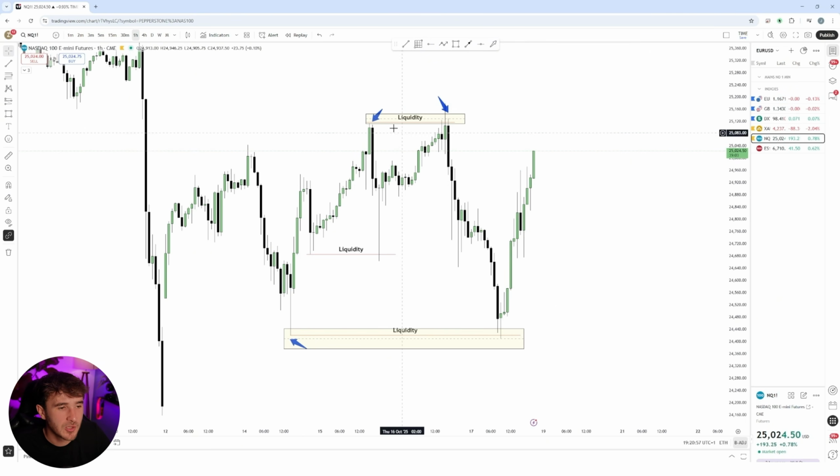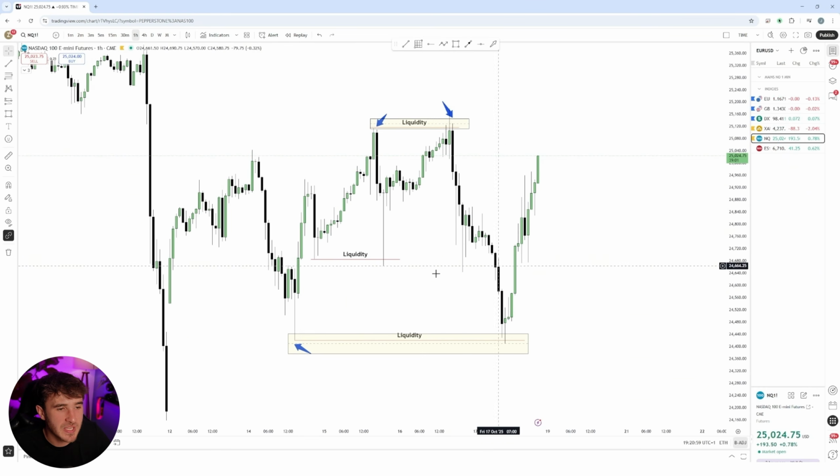So in short, liquidity is simply a cluster of orders sitting above highs and below lows, and all around obvious levels that price seeks to react from. And that is exactly why you often feel like you're getting stopped out right before the move goes your way. You're not spotting the liquidity sitting right where you're entering.